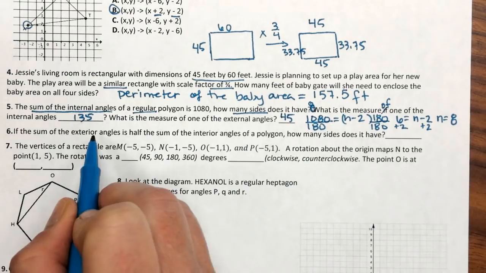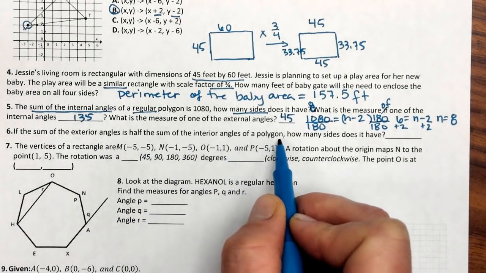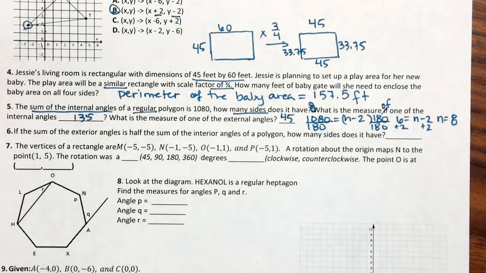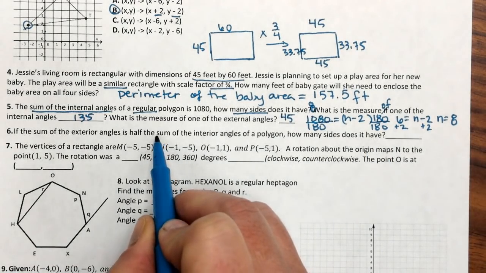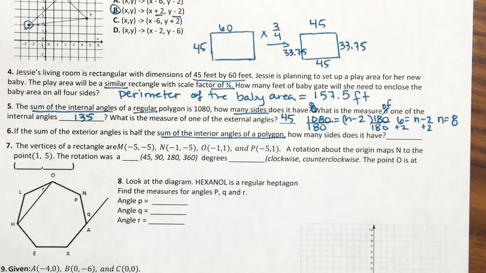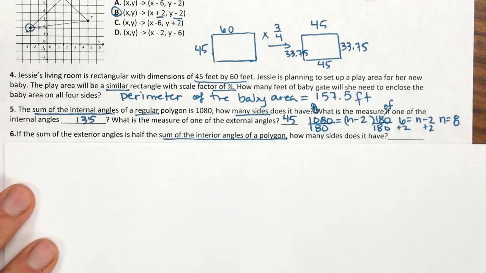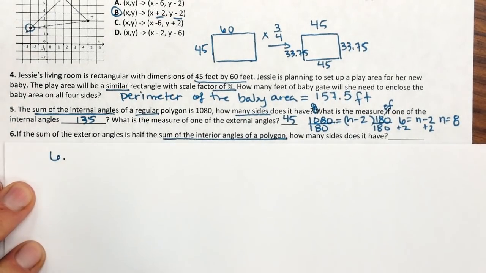If the sum of exterior angles is half the sum of the interior angles of a polygon, how many sides does it have? Okay. Let's see. We have the sum of interior angles of a polygon. Well, what are our choices for the sum of interior angles of a polygon? And our choices for the interior angles, well, let's see.